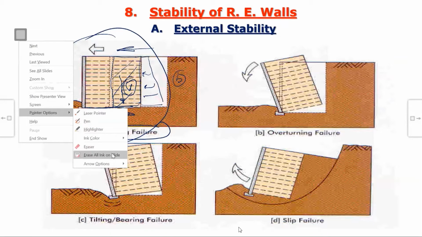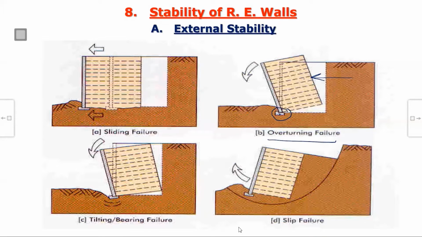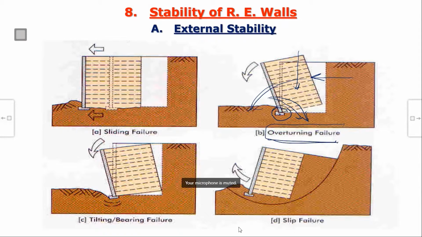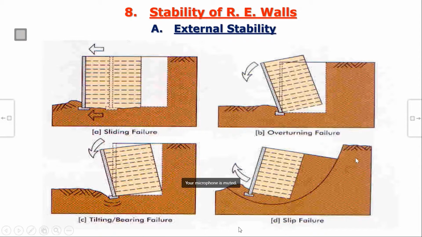Second thing, overturning failure about this point. With this point as fulcrum, again there is a horizontal force because of the earth pressure from the backfill, which is trying to turn it, and this vertical load is trying to give stability. So there is an overturning moment and a stabilizing moment. We have to see there is no overturning failure with respect to this. That is external stability.